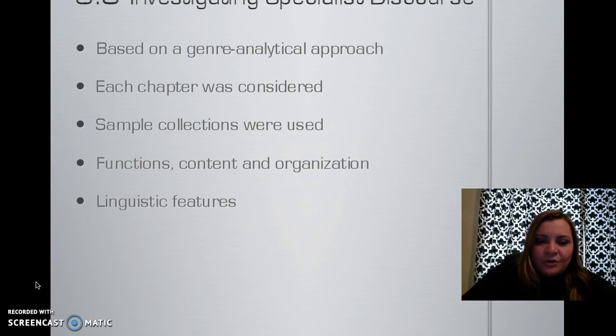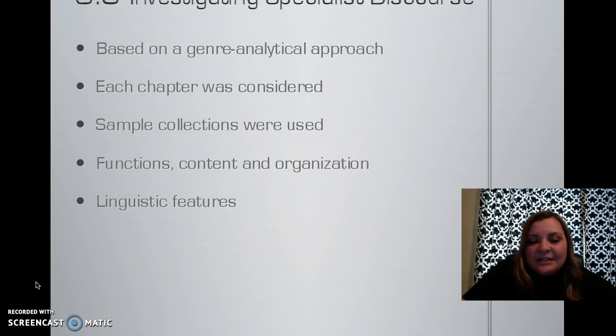Investigating specialist discourse. The investigation of discourse was based on a genre analytical approach. Each chapter, such as the introduction or the literature review, was considered one at a time. The teacher used genre-based descriptions of parts of the thesis and own research in the area. The student chapters were analyzed in areas of content, and the discussion of the results was as follows. Using literature and research, the teacher made a description of the functions, content, and organization, and the teacher also narrowed focus to micro issues of language use and expression.